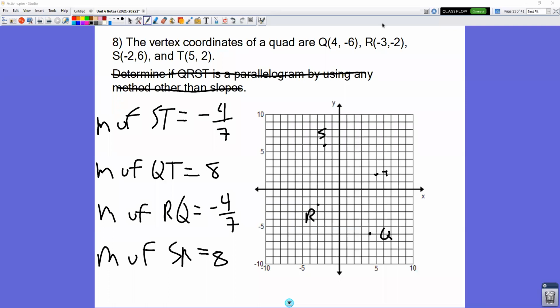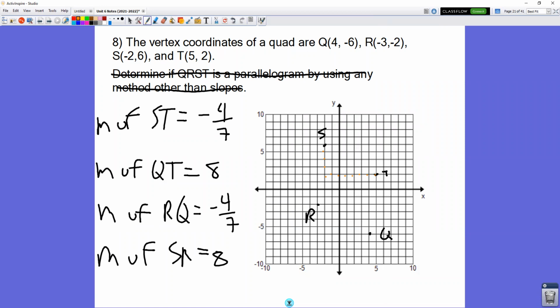All right, welcome back. And so let's go ahead and check your answers to this question. If you check all of your slopes, you should have -4/7 for 2 of the slopes and 8 for the others. And we'll just quickly check your slopes here. So let's do the top side ST. If we start at S, we're going to go down 1, 2, 3, 4. So there's the 4. And then we're going to go right 1, 2, 3, 4, 5, 6, 7. And so that's where the -4/7 came from.